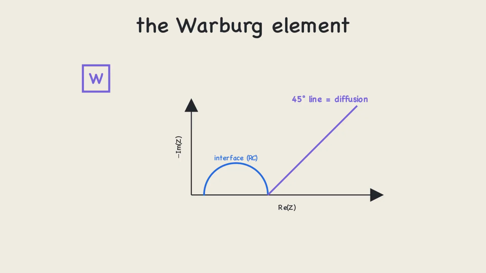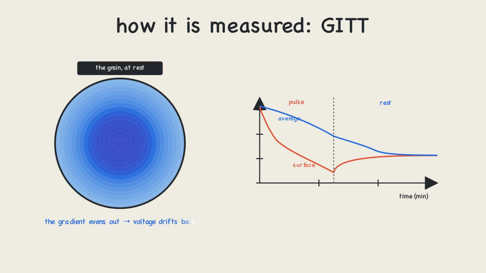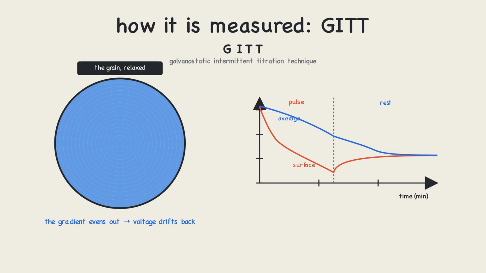And this is exactly how diffusion is measured in the lab. You pull a short pulse of current, then stop and let the cell rest. During the rest, the difference inside the grain slowly evens out. And the voltage drifts back. That slow recovery is diffusion made visible. The method has a name, GITT. The galvanostatic intermittent titration technique. From Weppner and Huggins in 1977.